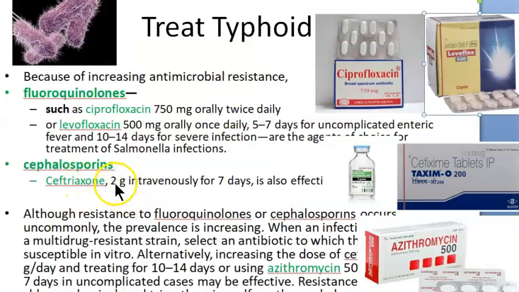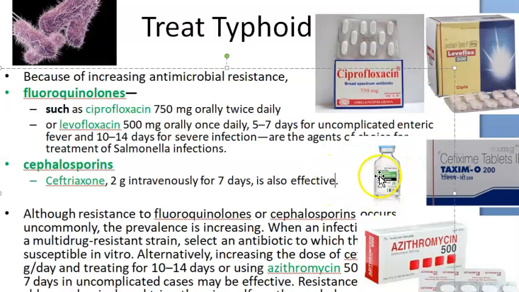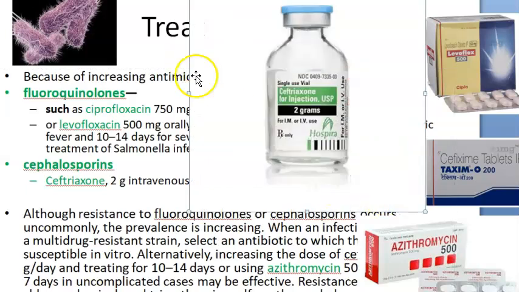How much ceftriaxone will you give? 2 gram intravenously for 7 days. Usually it's a one week type of treatment, and it is also very effective. They have written here, which got hidden. So this is our ceftriaxone bottle. Is it 2 gram?